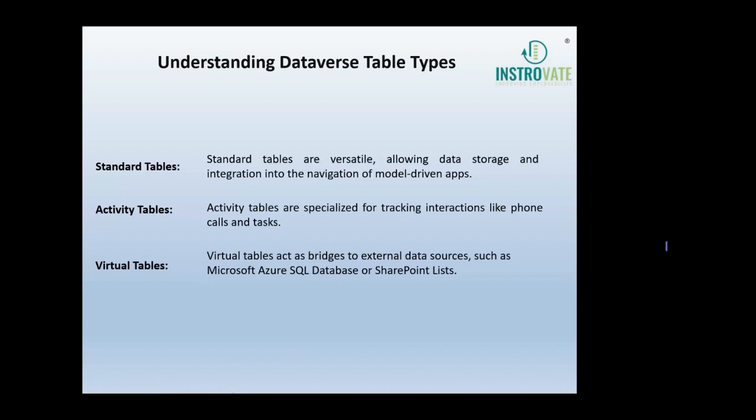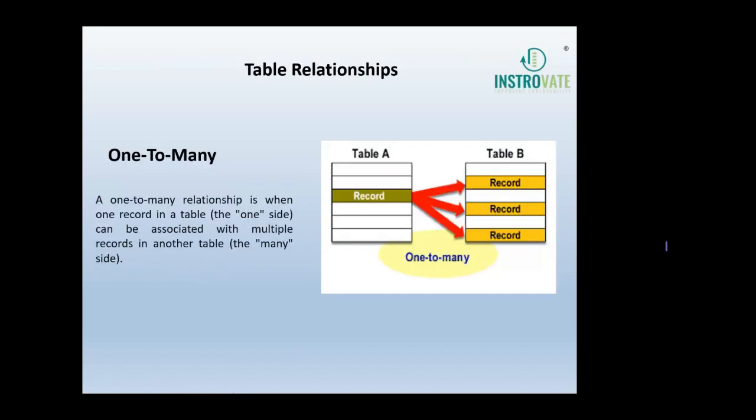And if we talk about virtual tables, virtual tables act as a bridge to external data sources such as a Microsoft Azure SQL database or a SharePoint list. So these are all the virtual tables. Now we will move forward to table relationships. This is the most important thing that you should be aware of: how a relationship works in a database. If you have multiple tables, how you can define or create the relationship between the tables, how you can connect the tables.